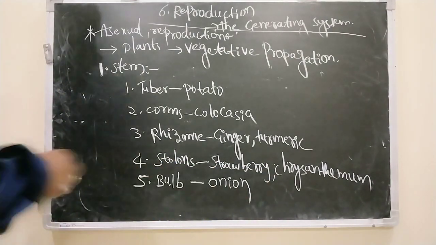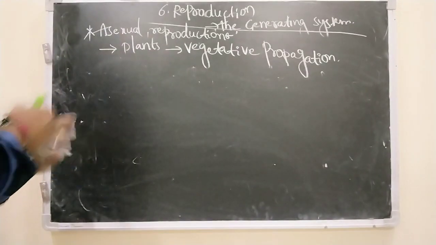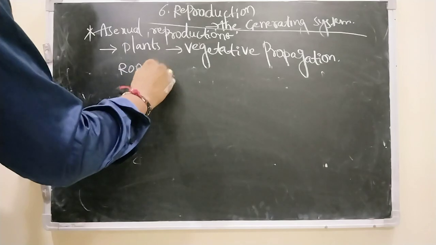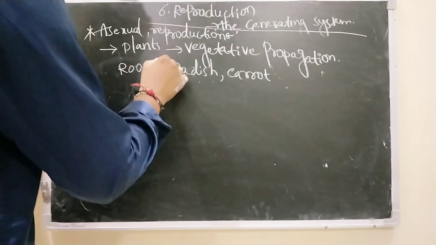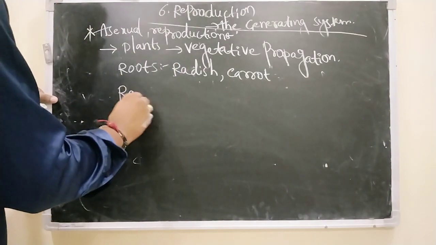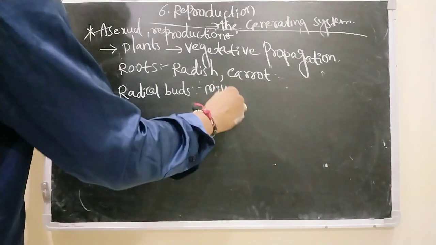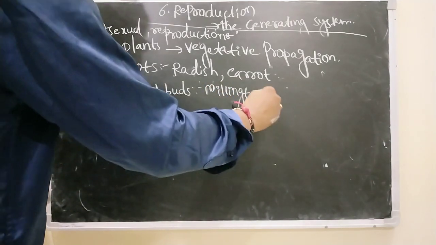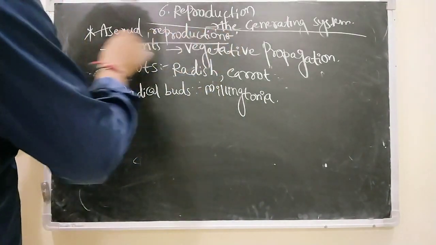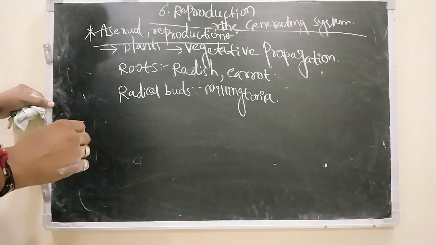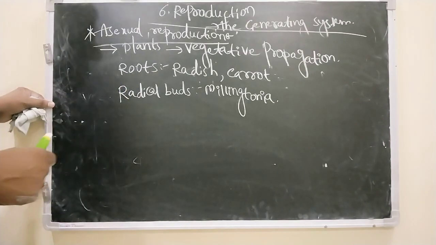Next, roots: radish, carrot. These are the examples for roots. And radical buds, example millingtonia. So this is about asexual reproduction in animals, and asexual reproduction in plants is called vegetative propagation. This is the natural vegetative propagation, and we will discuss artificial propagation in plants in the next class.